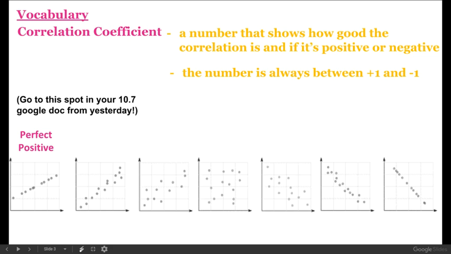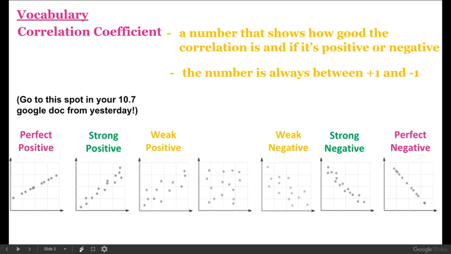And we said we have perfect positive or perfect negative. We have strong positive or strong negative. We have weak positive or weak negative. And then we have no correlation at all. So underneath of these graphs, we are going to put the correlation coefficient, which is what we're doing today. So it's going to be a number that shows how good the correlation is.